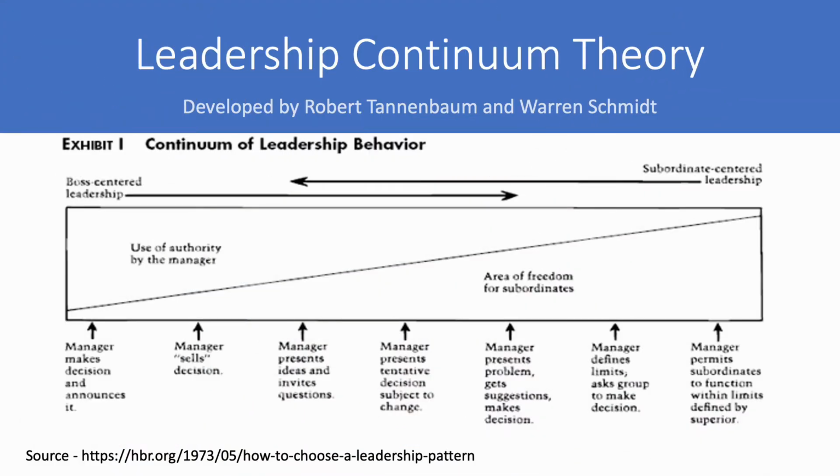Robert Tannenbaum and Warren Schmidt developed the leadership continuum, which claims that leadership behavior is classified as boss-centered or subordinate-centered. The less participation in decisions and freedom of action that the followers have, the more authoritarian the leader becomes. The more the leader uses a democratic leadership style, the more the followers appreciate participation in decision-making. Tannenbaum and Schmidt identify 7 major leadership styles from which to choose.